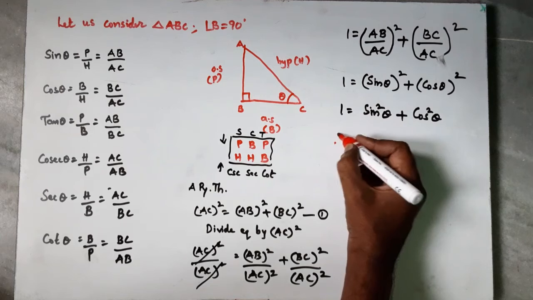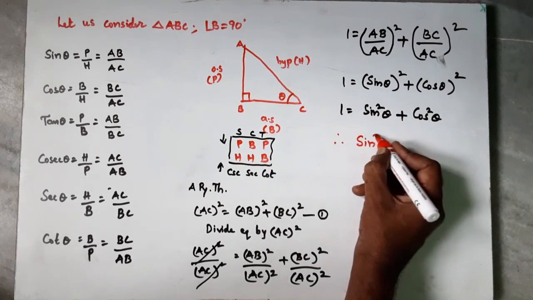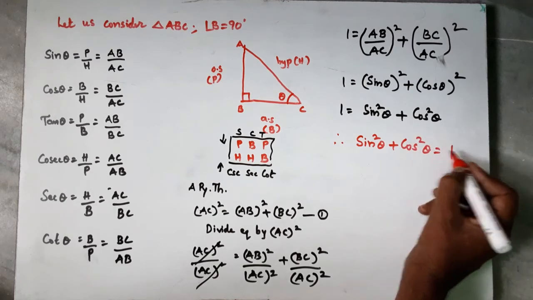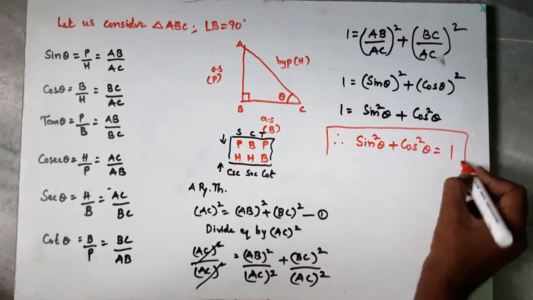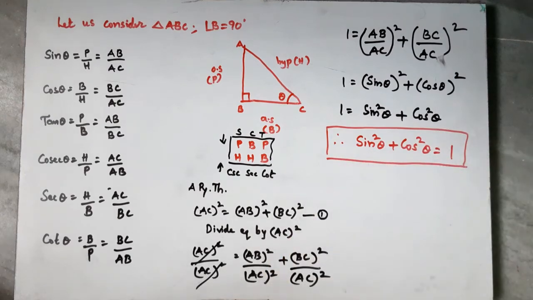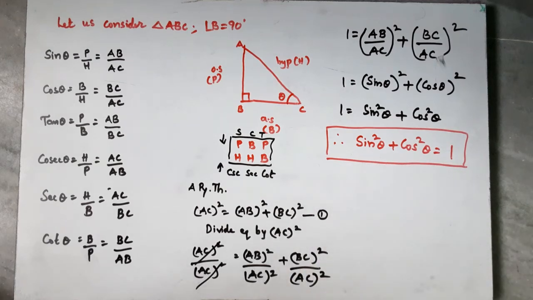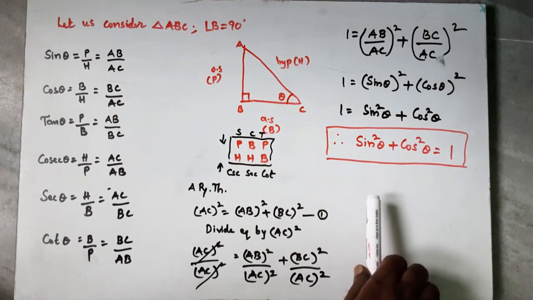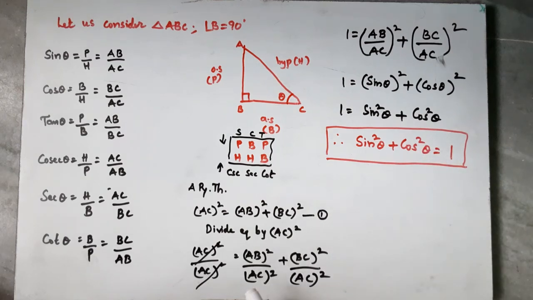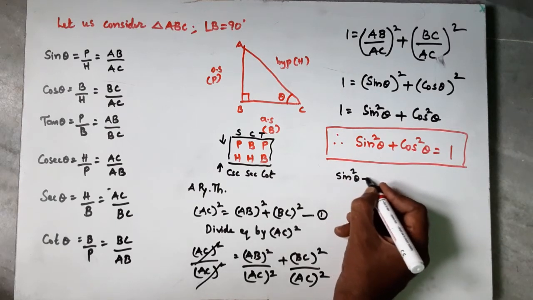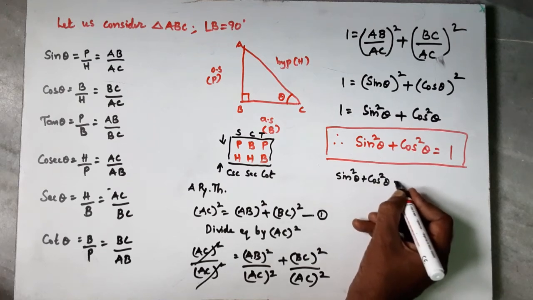Therefore, sine square theta plus cos square theta is equal to 1. So this is one trigonometric identity. With this trigonometric identity, you are going to get two more formulas. Let us see.